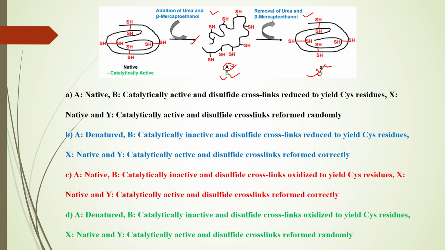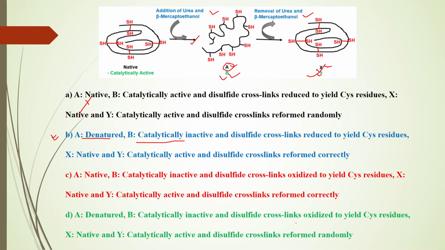So let us first find these things. In this case, it states A is native. So this option is wrong. A is not native, so this option will not be correct. Next, it says A is denatured and B is catalytically inactive. So this option for now matches the things that we are saying, so we will still consider it.